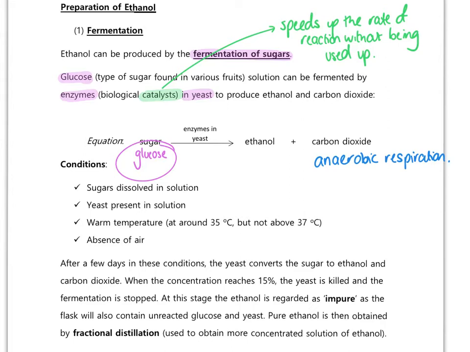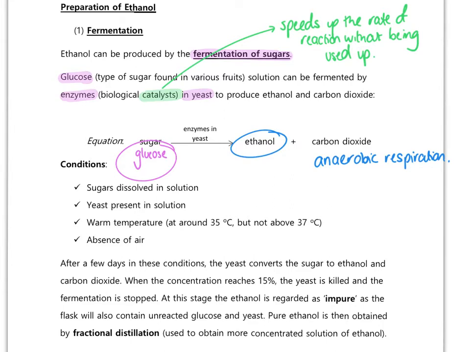So essentially the yeast is undergoing anaerobic respiration, that's respiration without oxygen, and as a result it's producing ethanol and carbon dioxide. So we use this ethanol for the likes of hand sanitizing products and antiseptics in hospitals and things like that, but also for alcoholic drinks.